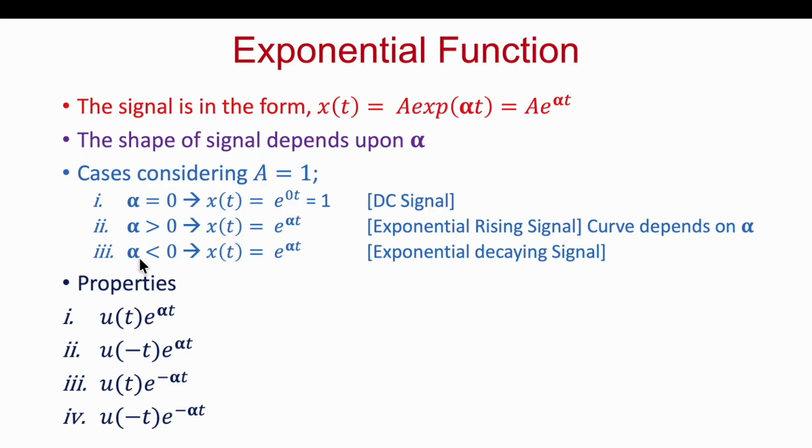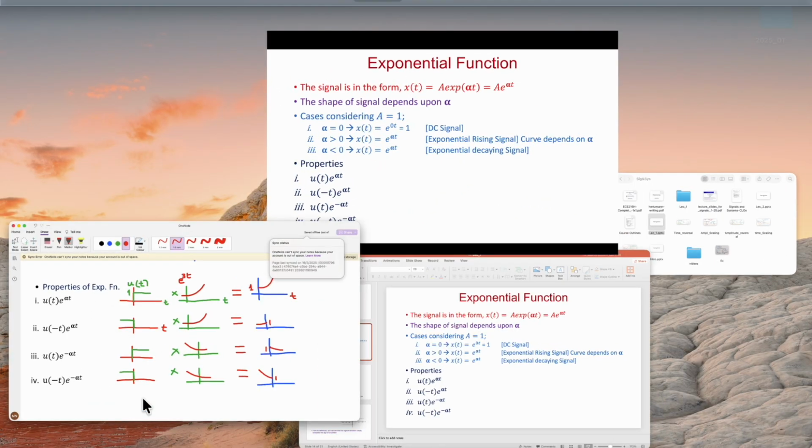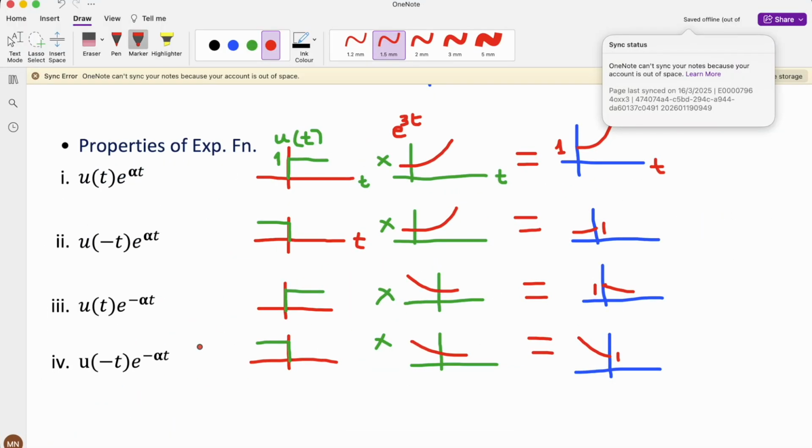The third case is if alpha is negative, less than 0. In that case we can write that equation as e raised to the power negative alpha t. So this is also an exponentially decaying signal, and again the curve depends on the value of alpha. So we have three cases, or you can say we have three properties.